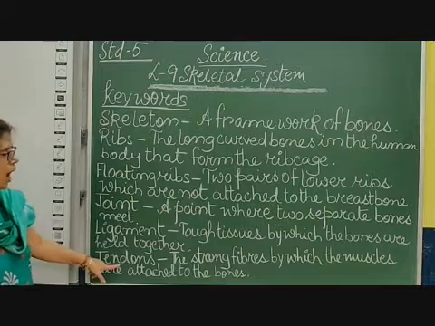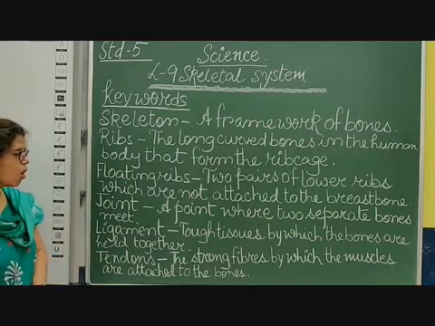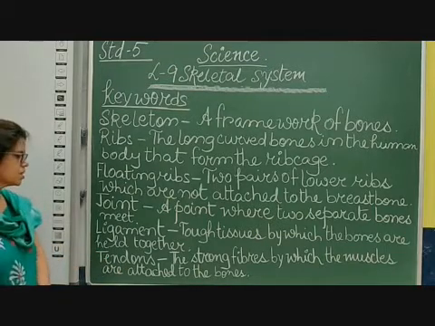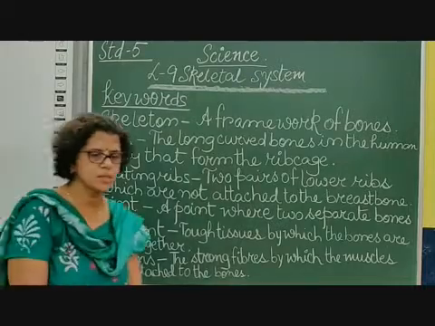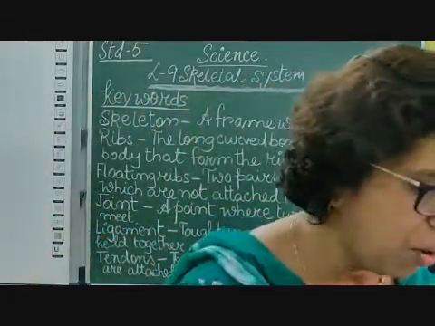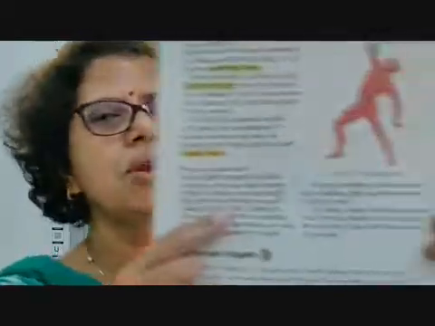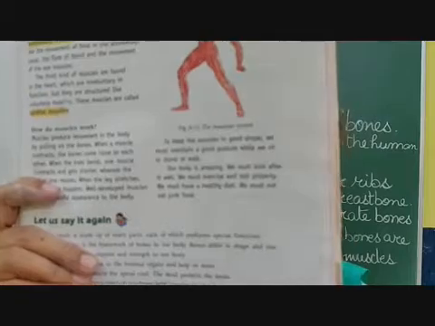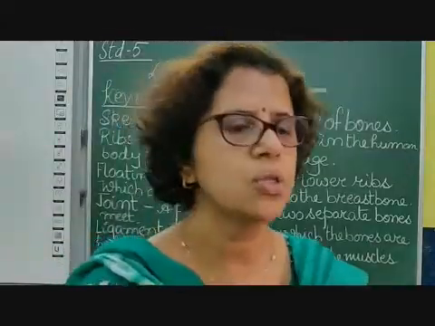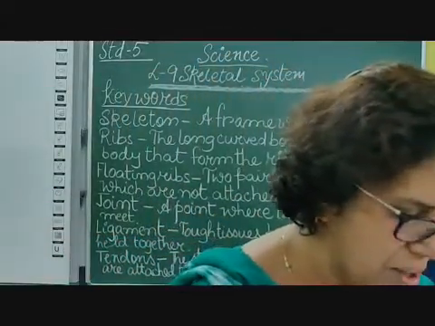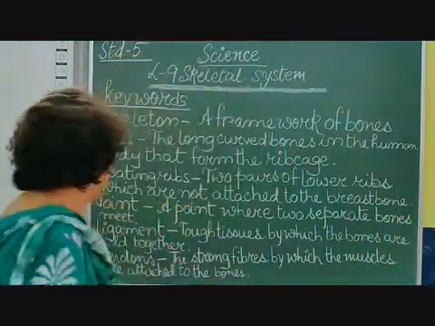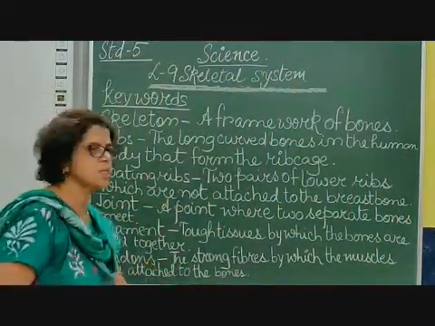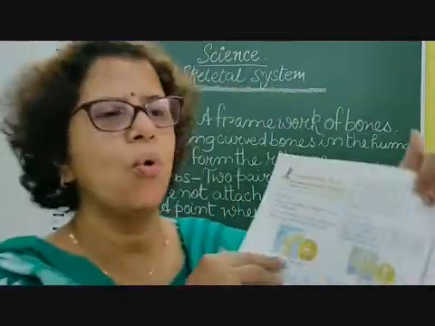And coming to the last one, tendons. The strong fibers by which the muscles are attached to the bones. As we have discussed, we have muscles in our body. And what are tendons? Children, tendons attach to the bone by strong fibers. With the help of fibers they are held, and they are called the strong fibers by which muscles are attached to the bone.